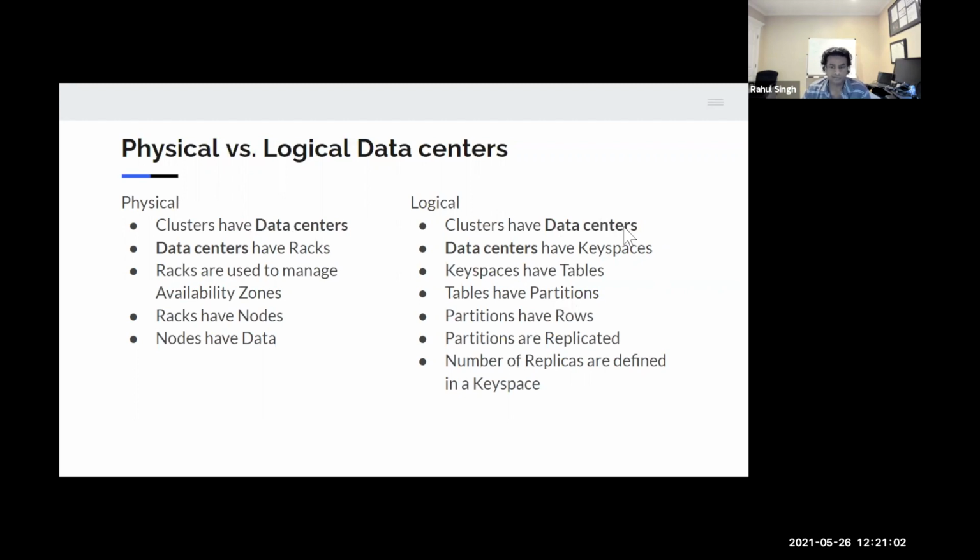Why would you want to do that? That's what we're going to talk about today. Data centers have key spaces. As I mentioned earlier, key spaces have tables. Tables have partitions. Partitions have rows. Partitions are replicated in a given data center as defined by the key space. Okay.